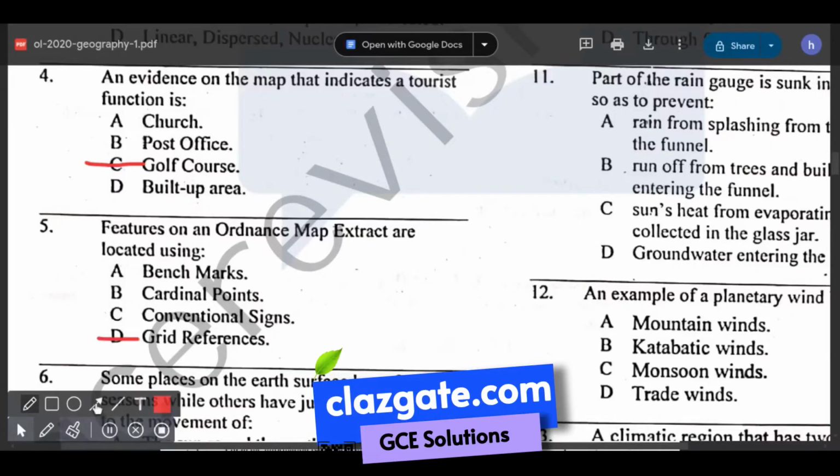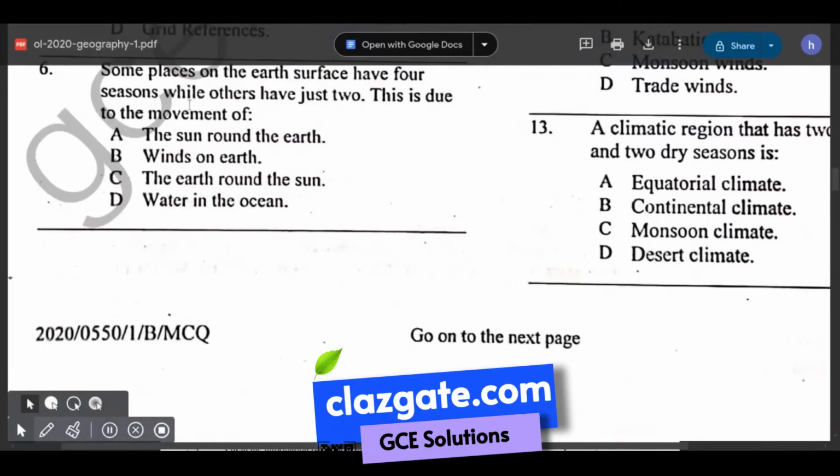Question number 6. Some places on the earth have 4 seasons while others have just 2. This is due to the movement of A. the sun around the earth, B. the winds on the earth, C. the earth around the sun, D. water in the ocean. The answer is the earth around the sun, because the sun does not move.